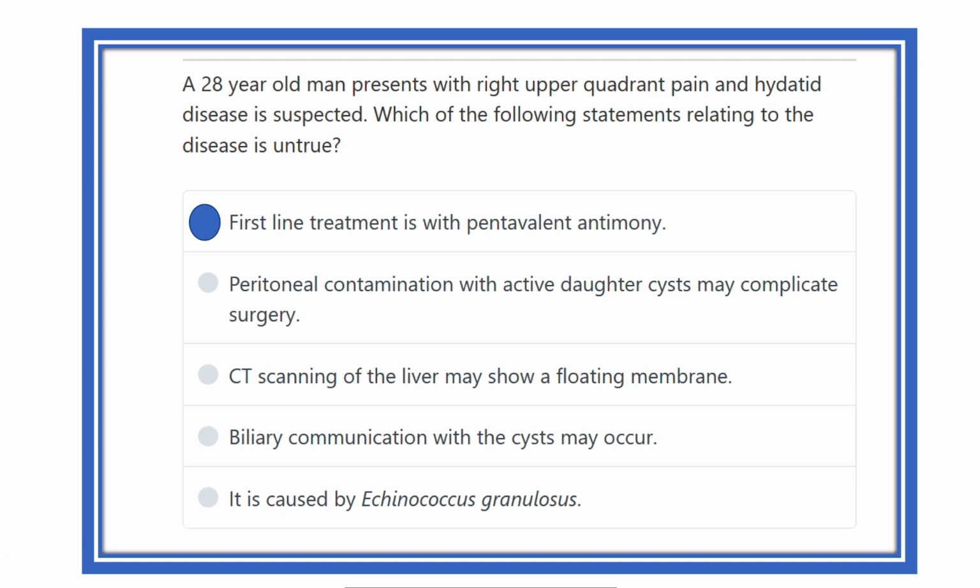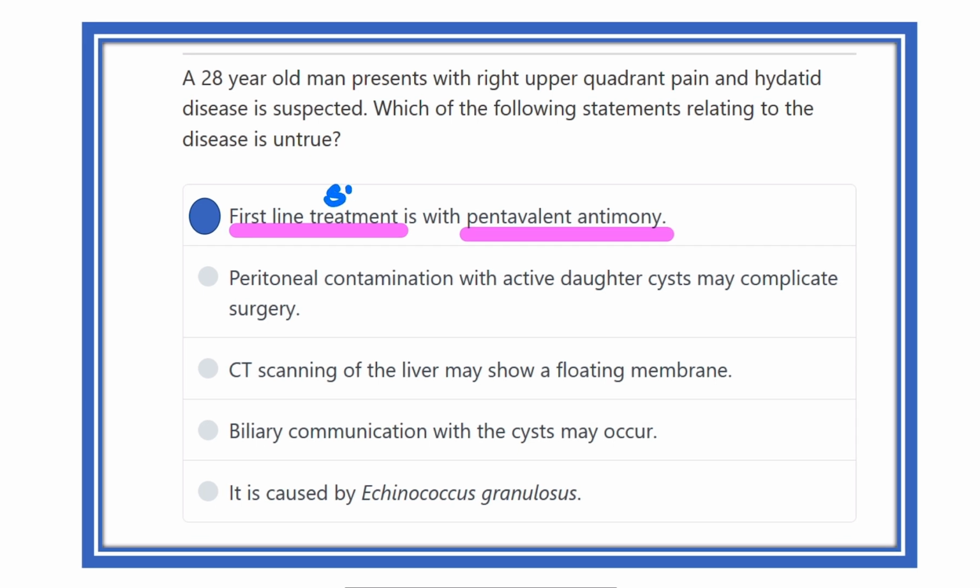Now see the explanation. The option says the first line treatment is the pentavalent antibody. It is not true, because we know the first line treatment is surgery. So surgery is the first line treatment of the hydatid cyst, and this is the false option. Other options: peritoneal contamination with active daughter cyst may complicate surgery, even complicate the life of the patient. The patient may die due to hypersensitivity reaction.